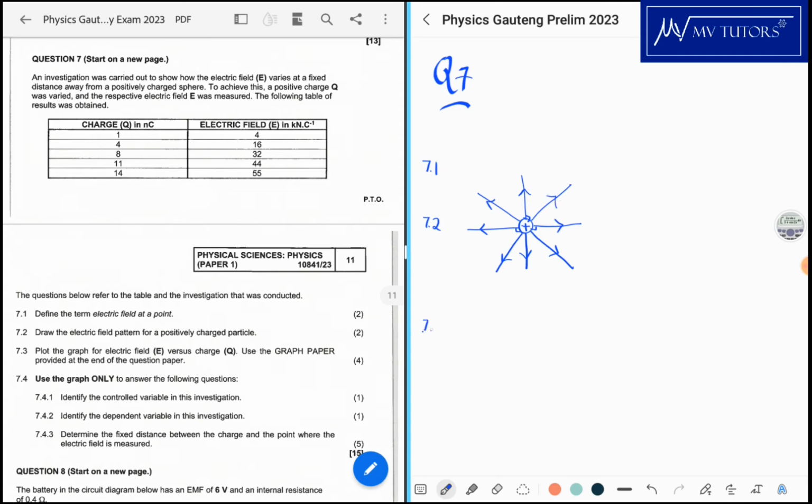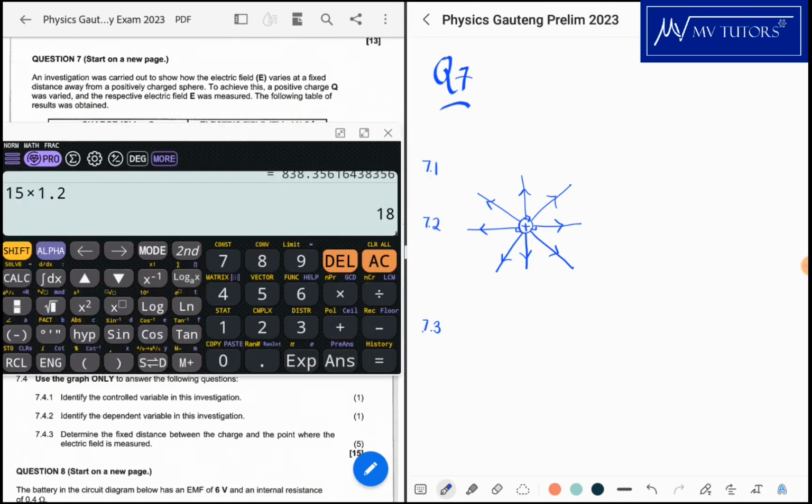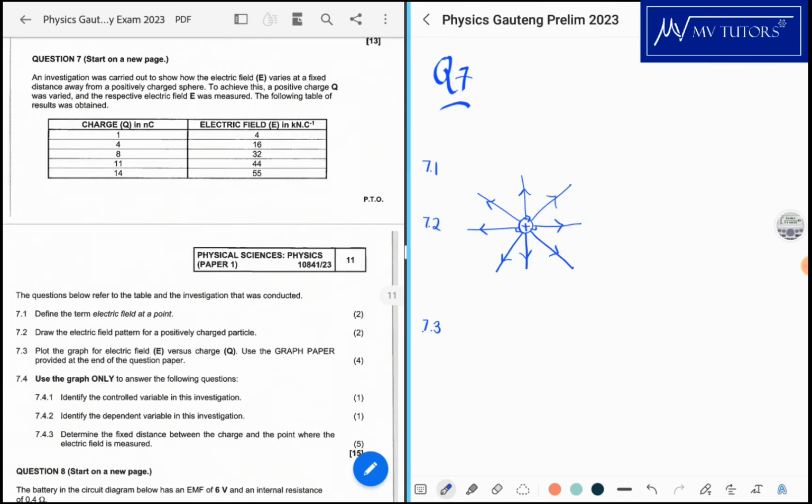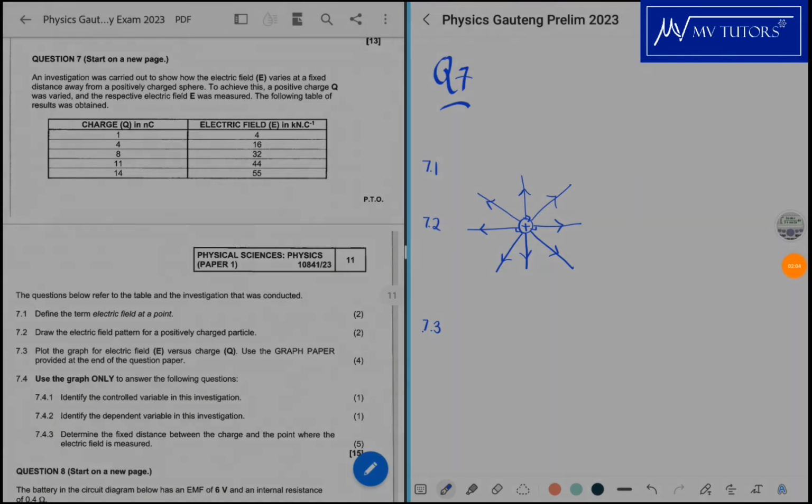Okay, and then 7.3. By the way, this is out of 15, right? And we should be spending around 18 minutes on this question. And we're already at 2 minutes.